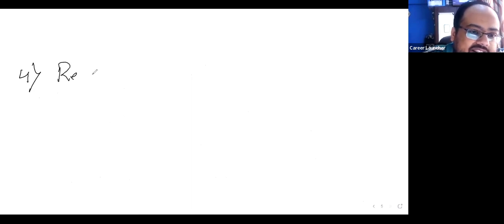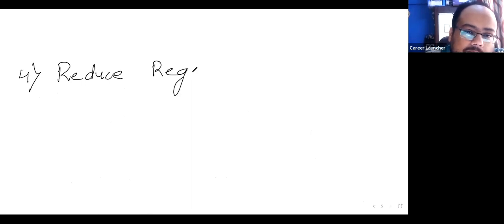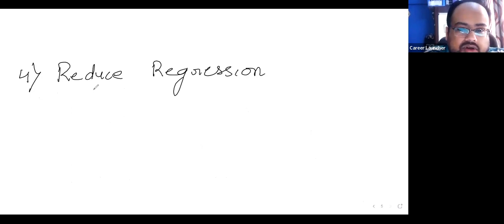The fourth technique is reduce regression.